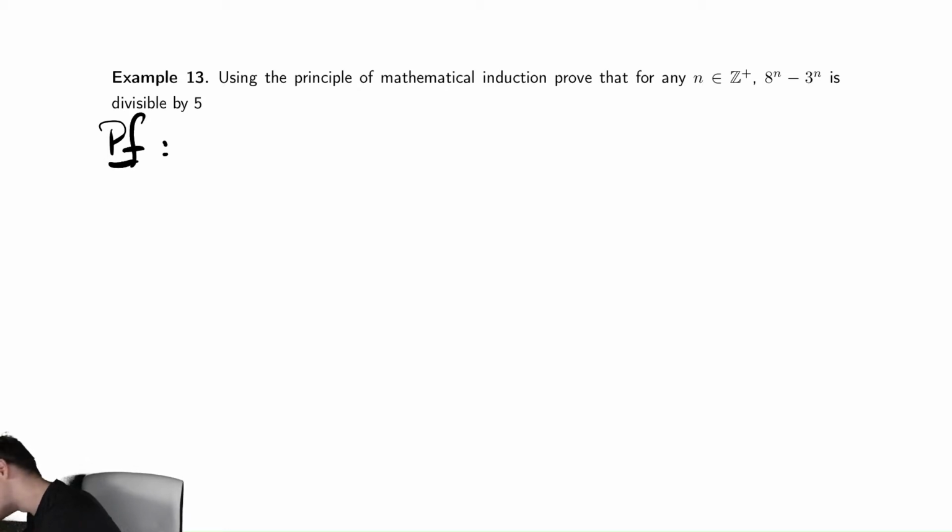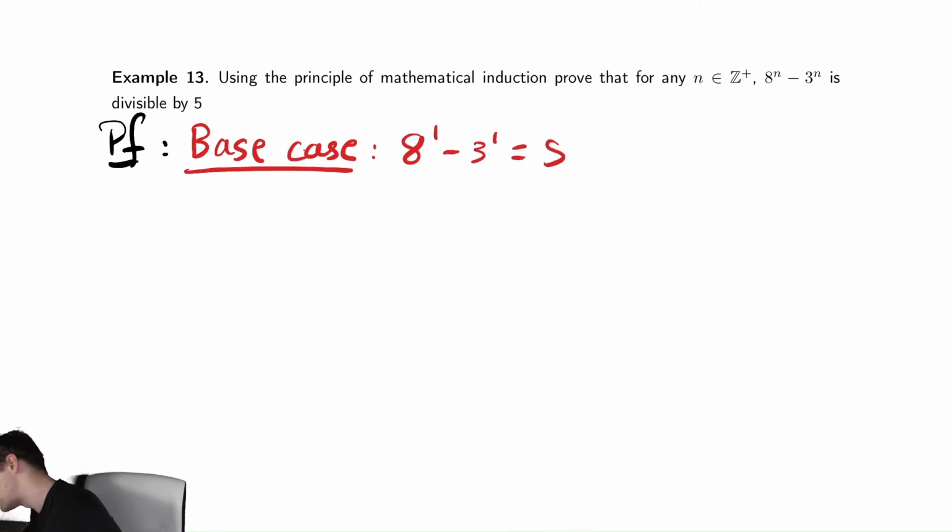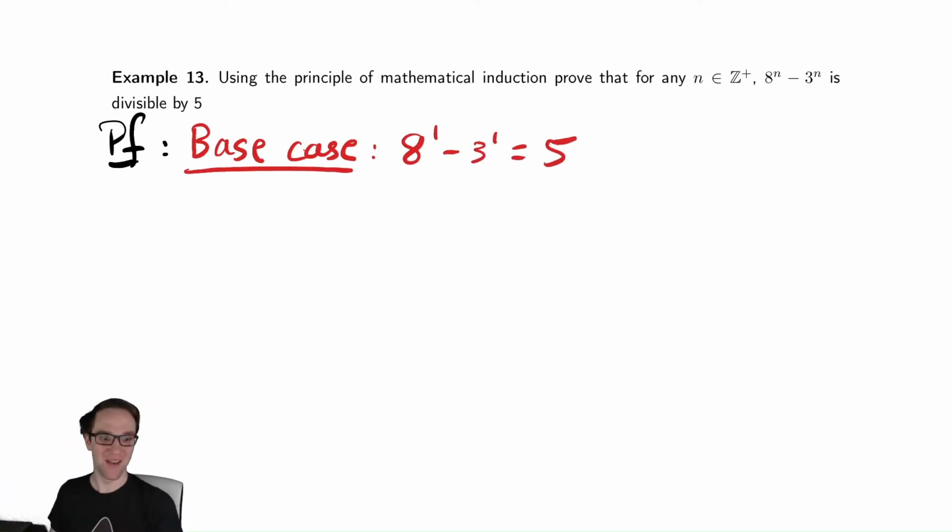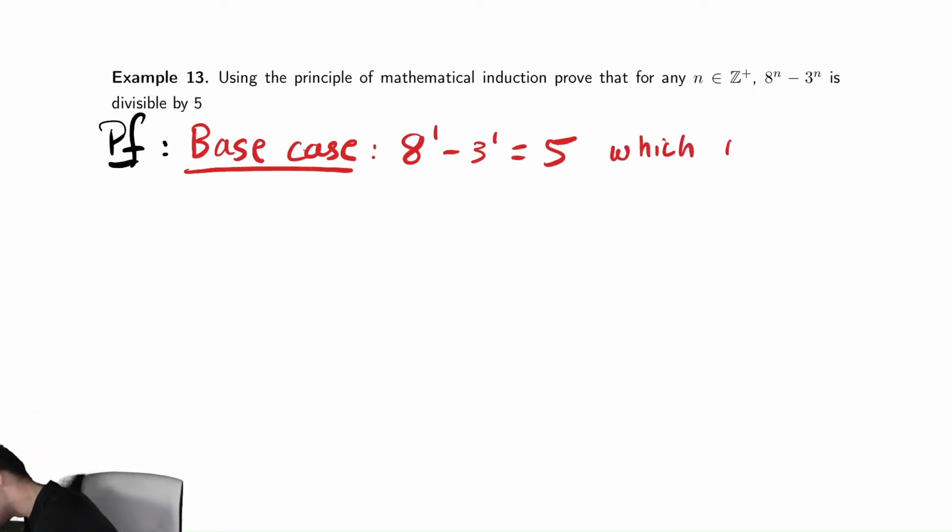We're going to begin by proving the base case. The base case for this, just like the previous problem, is going to be n equals 1. So we need to check that 8 to the 1 minus 3 to the 1 is divisible by 5. Hopefully we can see that 5 is clearly divisible by 5.